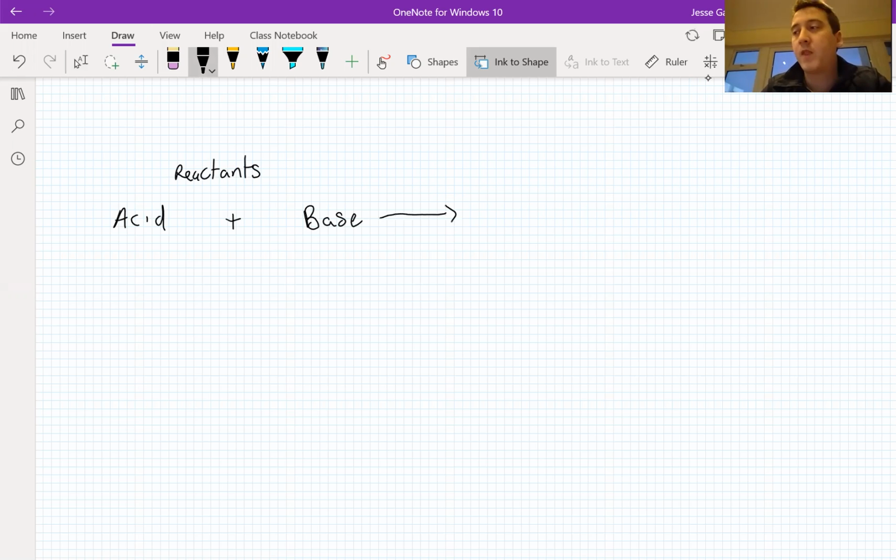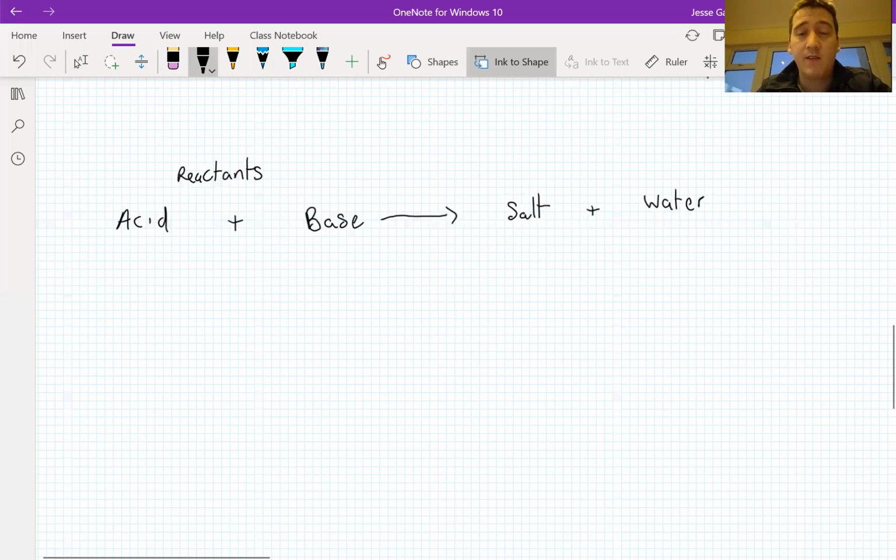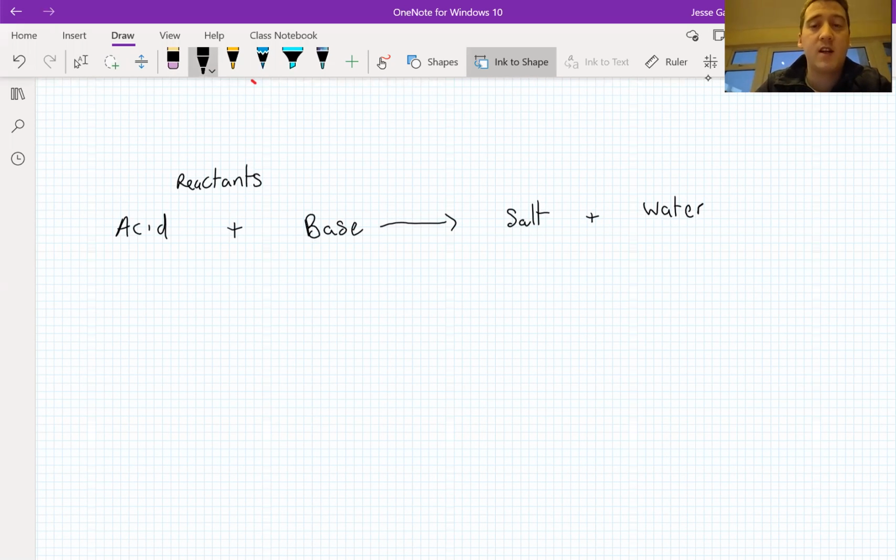1, 2, 3. An acid and a base produce a salt plus water. From junior cycle, you should know that. And if you've studied acids and bases for Leaving Cert already, you should definitely know that. So these are the products.